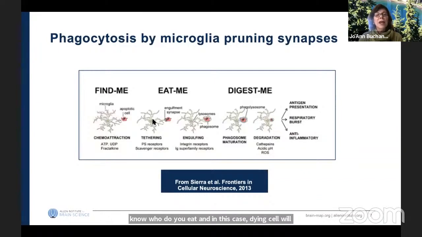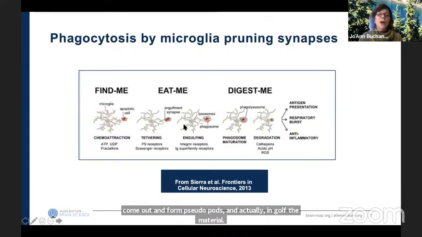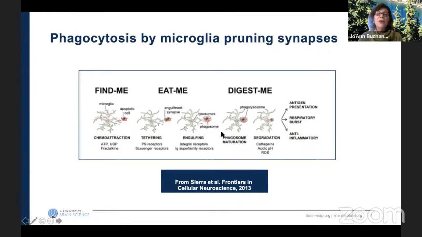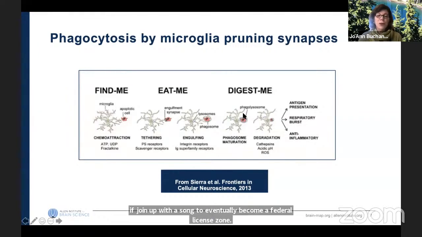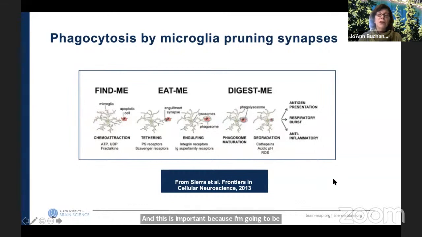What happens then is that the branches come out and form pseudopods and engulf the material, and this is then brought inside of the cell. The lysosomes, which have digestive enzymes, join up with the phagosome to eventually become a phagolysosome. This is important because I'm going to be telling you a lot about phagolysosomes.